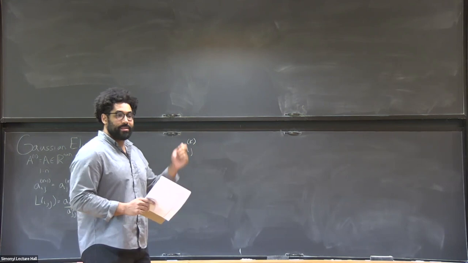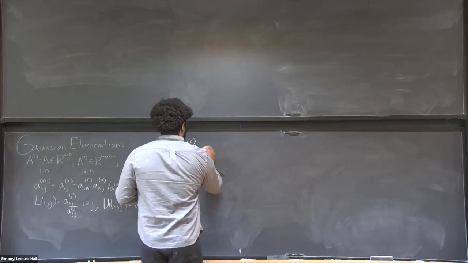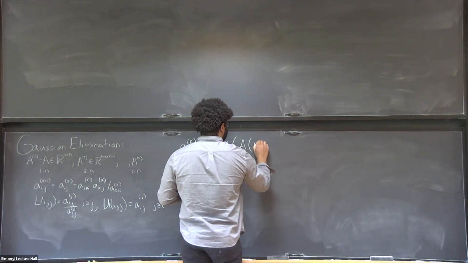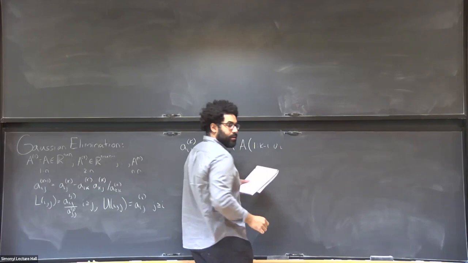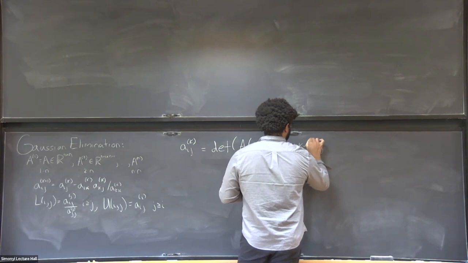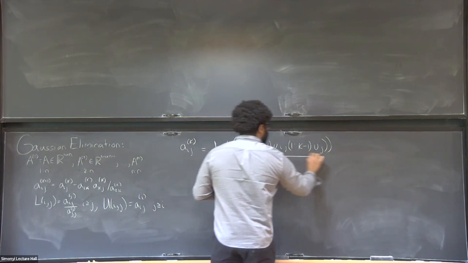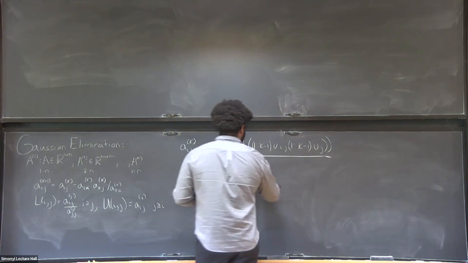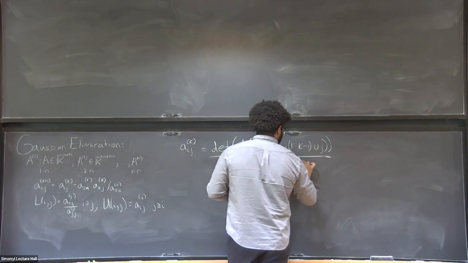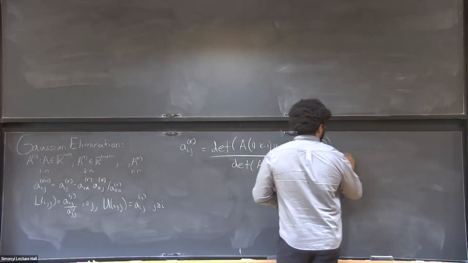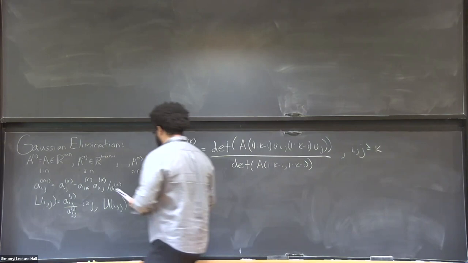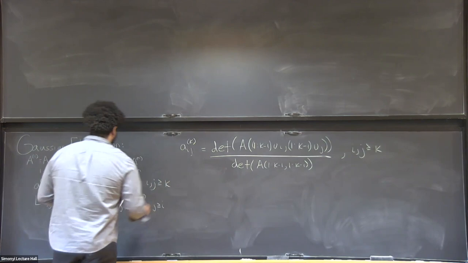So you should think of this as the determinant of A, where we index it from 1 to k minus 1 and also add i, and then 1 to k minus 1 and also add j, divided by the determinant of what's come before, A with indices 1 to k minus 1. So i and j are both at least k, and I should write that here as well, because at step k we're going from k to n and k to n.